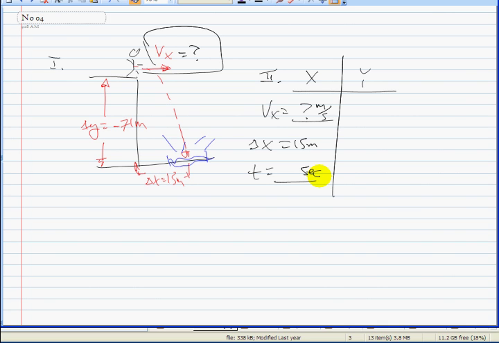Vertically, as always, we have our 5 variables for the nifty equations, right? We got VI, we got VF, we got A, we got delta y, we got time. We don't know time, but we do know delta y is what? Negative 71 meters. We know A is negative 9.8 meters per second squared, right? Do we know the final speed at which you hit the water? We don't, and we're not really solving for it, okay? And that's actually useful to know. It's useful to know we don't know VF and that we don't need to solve for it, okay?